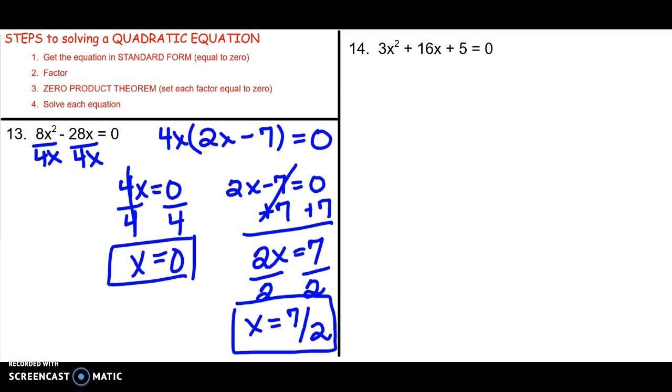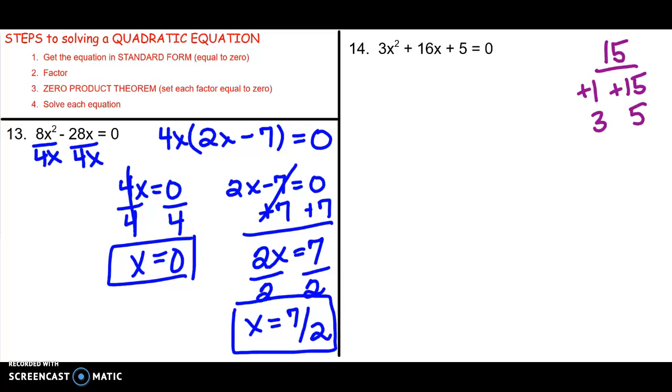All right, number 14. Again, the equation is already in standard form. It's equal to 0. So now we need to figure out, how do we factor this? Well, we have a trinomial, and we have a coefficient greater than 1 in front of x squared. So remember, our first step is to multiply the first times the last. So we multiply 3 times 5, which is 15. Now, we're going to list our factors of 15 and find the set of factors that adds to 16. So here's our factors. And we can use a +1 and a +15. That's going to add to give us 16.